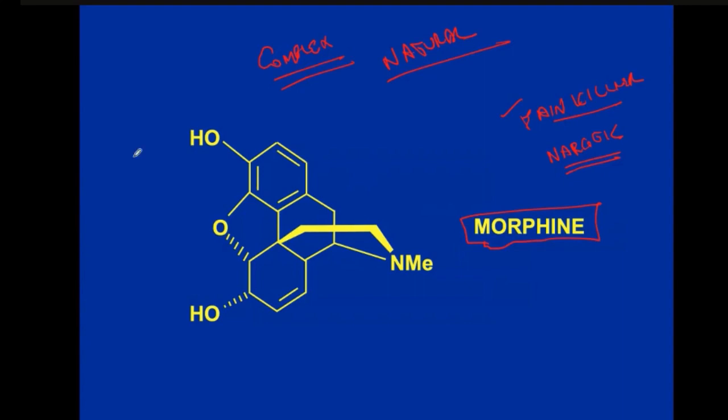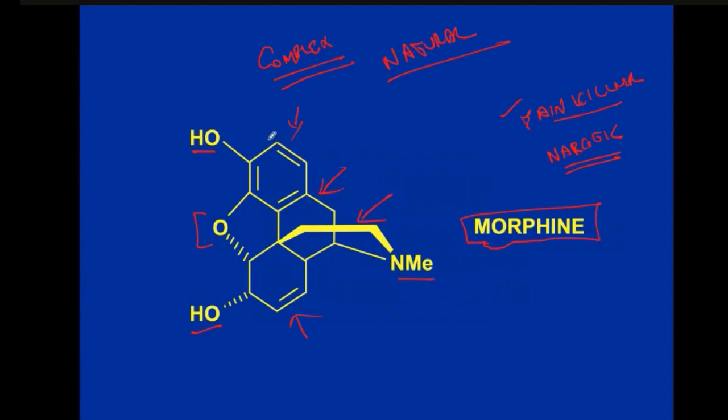So if you look at the various functional groups which are present, here we have an NMe, there is a phenolic OH group, another OH group, an aromatic OH group, there is an ether here, and here we have an aromatic ring system, another ring system, and another ring system, right? So these are the various component functional groups of morphine.